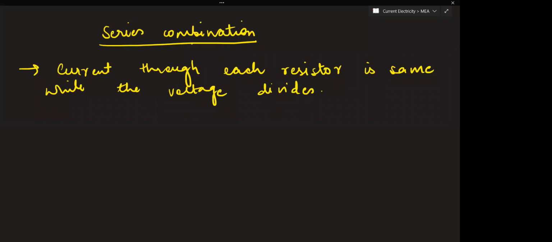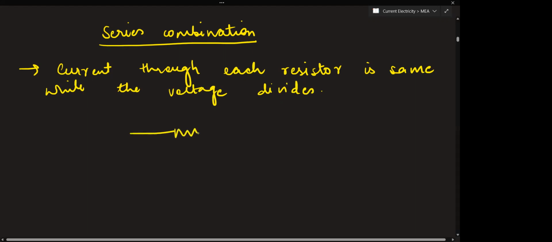So in case of capacitor, you were having charge through each of the capacitors remain the same and the potential was again getting divided. So in case of resistors, you have current that is remaining the same through each resistor and the voltage that gets divided.